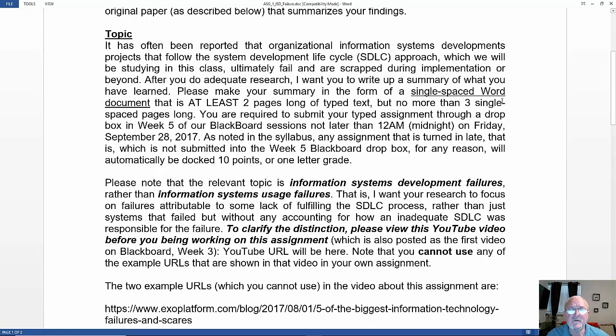Please make your summary in the form of a single-spaced Word document that is at least 2 pages long of typed text, 1-inch margins all around. Use 12-point font, please. At least 2 pages long, but not more than 3 single-spaced pages long. So you are required to submit your typed assignment through a Dropbox in week 5 of our Blackboard sessions, not later than midnight on Friday, September 28th.